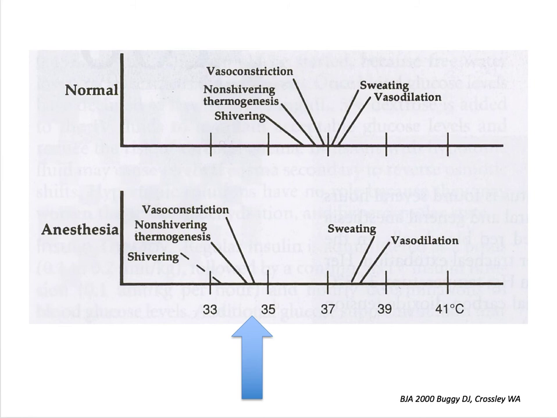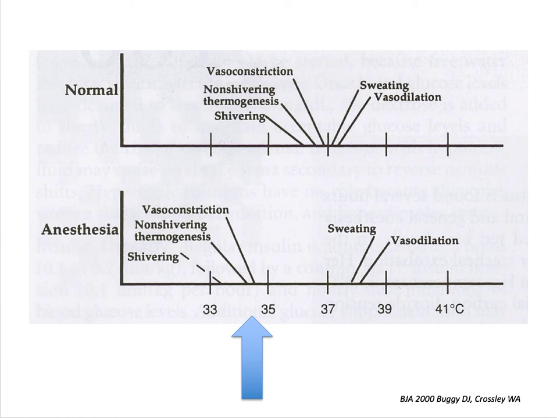If you look graphically at normal versus anesthetized patients and their thresholds for differing things, for example, the left represents our thresholds for vasoconstriction and shivering, responses to being cold, and on the far right, sweating and vasodilation are responses to being hot. Under normal conditions, you can see that they're quite tight, around 37 degrees. Small changes in temperature can result in activation of those thermoregulatory thresholds.